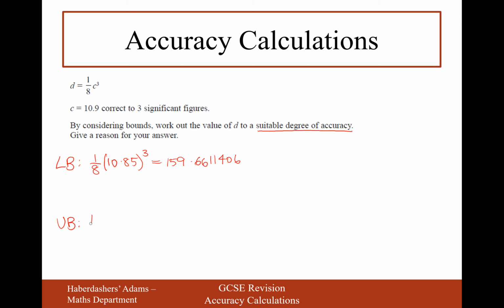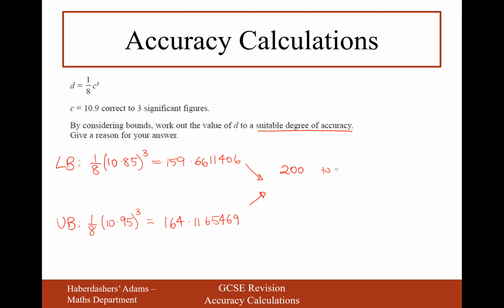The upper bound calculation will be 1/8 times the upper bound of C. C is 10.9, so that would be 10.95. And that would be cubed as well. And the answer to that is 164.1165469. Now what we need to make a mutual decision on is a number to a certain amount of significant figures that will round both of these numbers to that answer. So let's start first by saying 200.